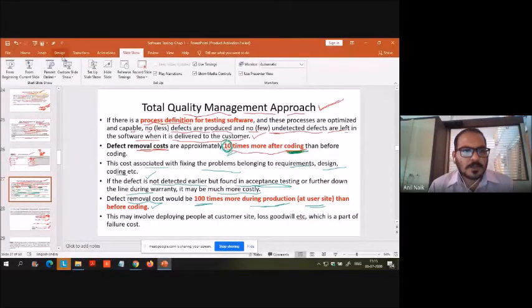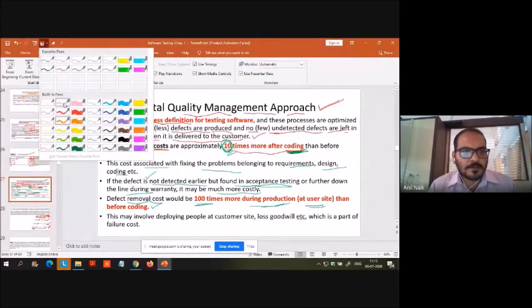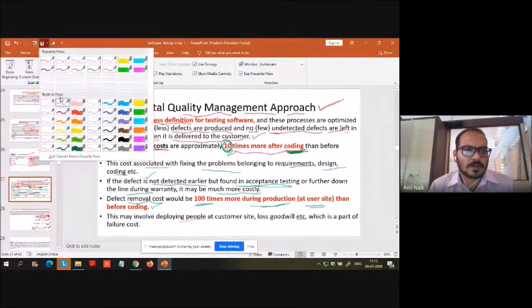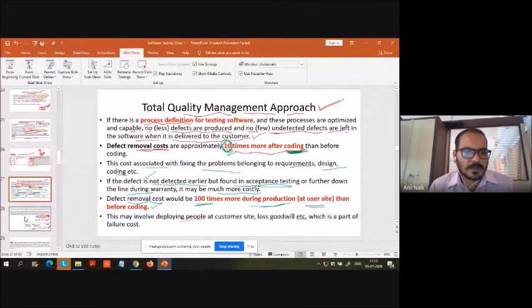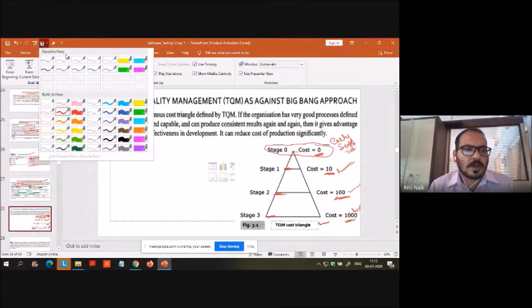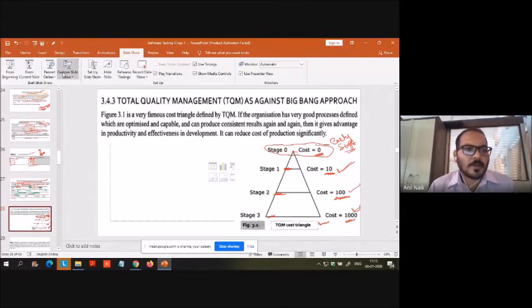This may also involve deploying people at the customer side. The loss of goodwill means they have to spend more time, which is also a failure cost. The cost may increase. So in total, this is the comparison of the Big Bang approach to the total quality management approach.